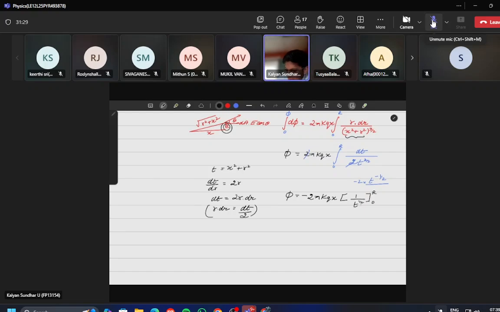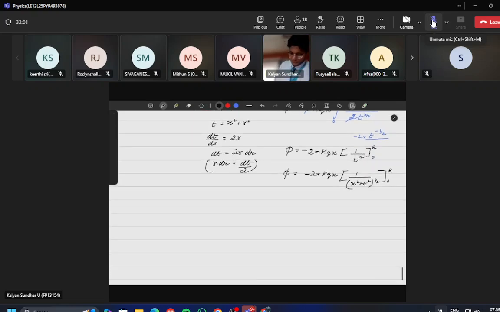Now what should we do with t? You have to bring back the substitution. What did we substitute for t? We substituted x square plus r square. So we need to bring that back. So this will become flux equal to minus 2 pi k q x times 1 divided by x square plus r square whole power 1 by 2, from 0 to r, right? So this will be the case.